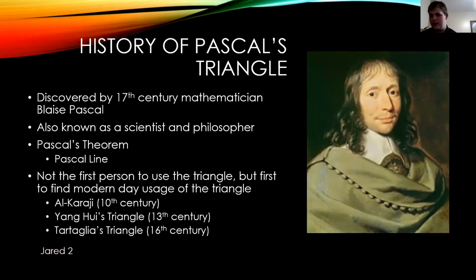In mathematics, he was known for creating Pascal's theorem and Pascal line. This theorem states that if a hexagon is inscribed in a circle, the three intersecting points of opposite sides lie on a singular line, which is known as Pascal's line. Now, what's the main idea of Pascal's triangle?